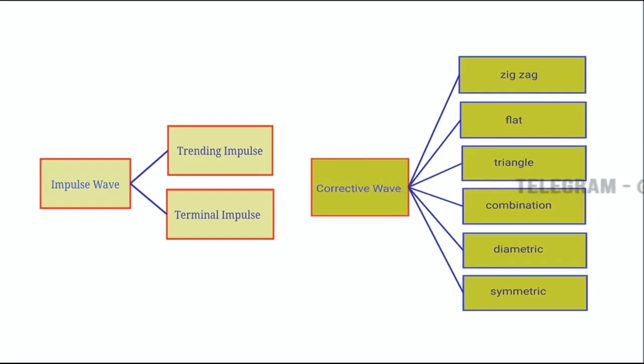In general, when the rules for impulse waves of the trending and terminal type are not present on the chart at the time of labeling Elliott waves, we consider the examined rally as a correction wave by default. Impulse waves have two types: trending impulse and terminal impulse. Correction waves have 6 structures, which are zigzag, flat, triangle, diametric, symmetric, and complex correction.